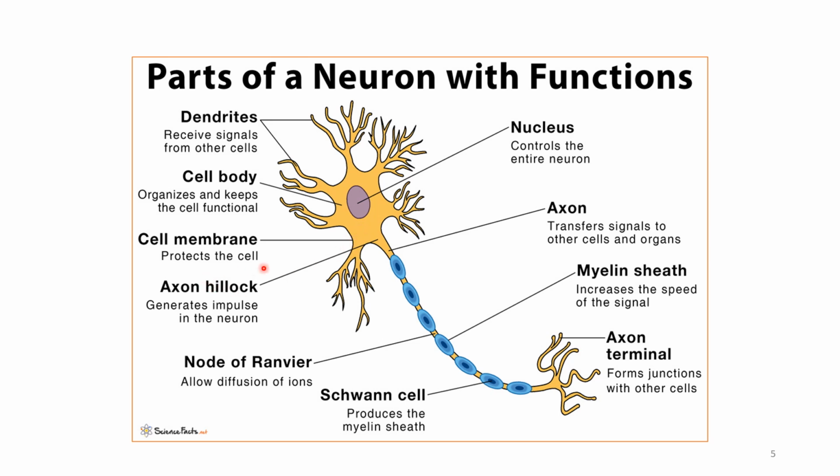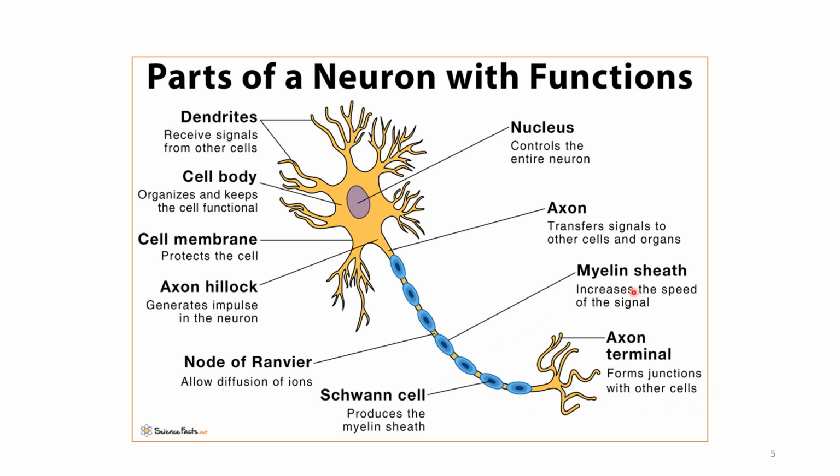And coming to the axon. Axon has the axon hillock, then the axon, and it ends in the axon terminals. In this axon hillock, the impulse will be generated. That is, action potential will be generated. Now this is the axon. It transfers signal to the other cells and organs. This is the axon terminal. It forms junctions with the other cells.